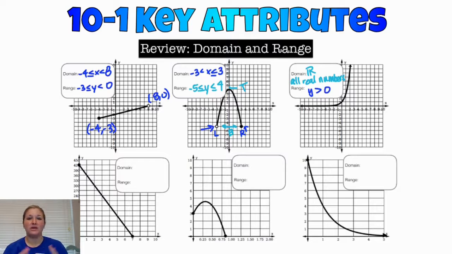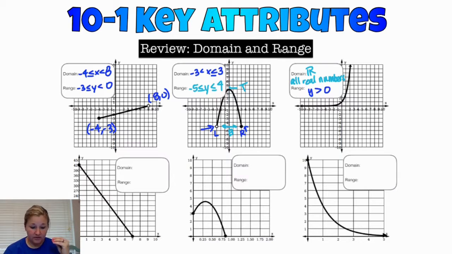It's not going to ever be 0 because remember, that's the asymptote there, and you can't ever get there. So it won't ever be 0. It will always be greater than 0. So that's the restriction there.